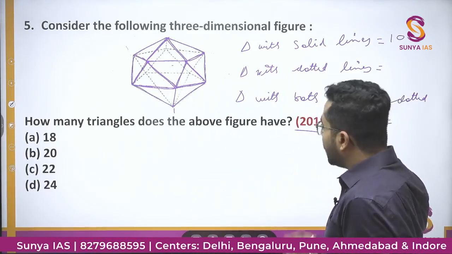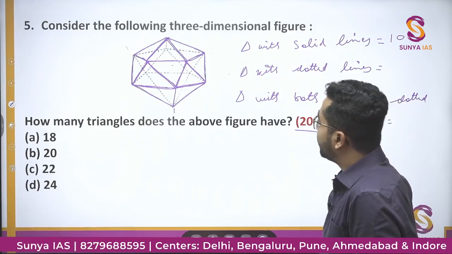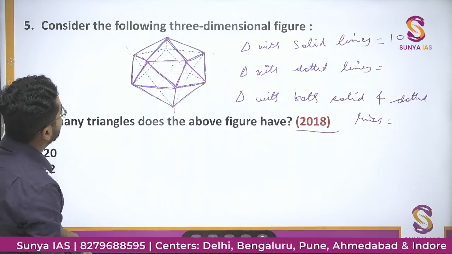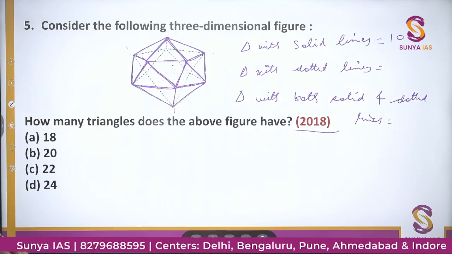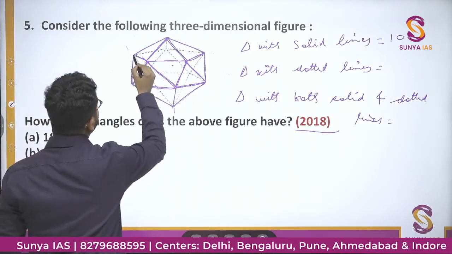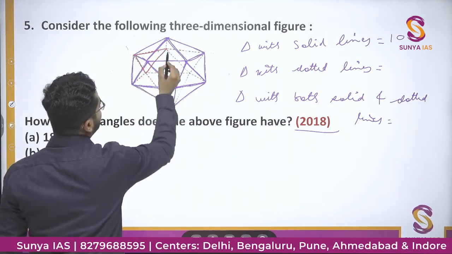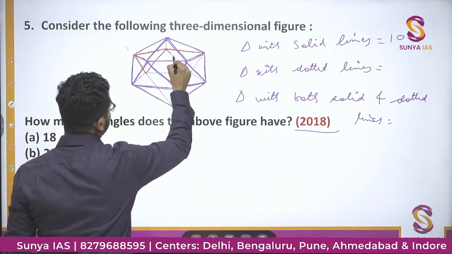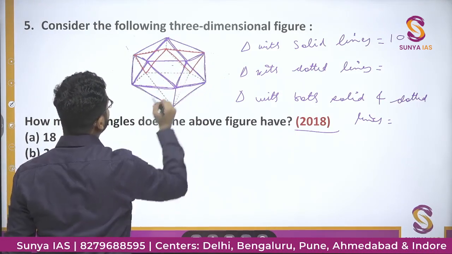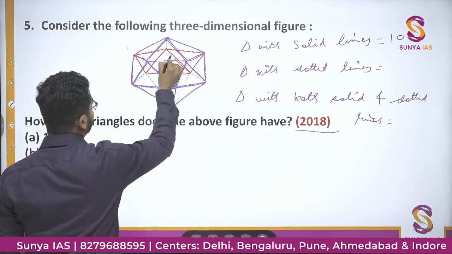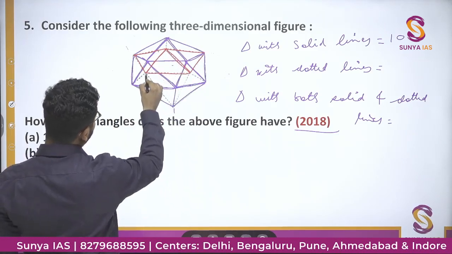Okay. Now I want to get the triangles which are made up of only dotted lines. So dotted lines, let's say red. So dotted lines ke liye kaun se ho jayenge? This would be one dotted line. This would be another. Two. Ye dono dotted lines hi thi, tabhi to red hai yahan pe. That means three. And another triangle would be this, four.